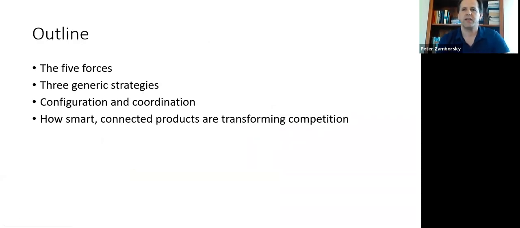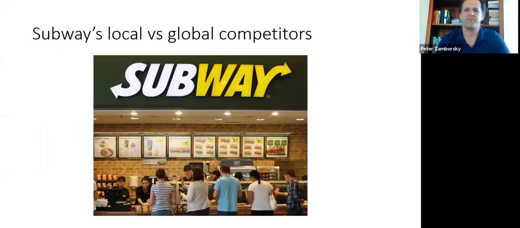We'll cover models and frameworks such as the 5 forces, the 3 generic strategies, and the international model of configuration and coordination by Mike Porter. We'll finish off with perhaps a more recent topic of smart connected products, such as Tesla, and how they are transforming competition.